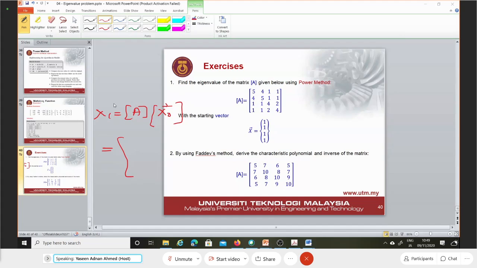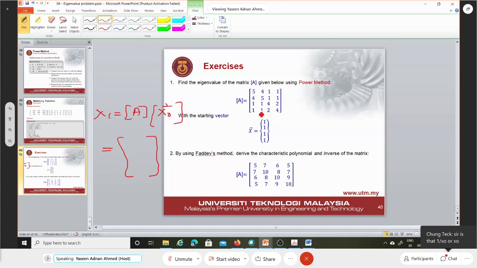So now we are trying to find the new vector, that is A multiplied by this. Try to multiply this one and let me know what the values are here. Quickly, what is the first value? You need the multiplication. You know how to do that? 5 multiplied by 1 plus 4 multiplied by 1 plus 1 multiplied by 1 plus 1 multiplied by 1. So how much?